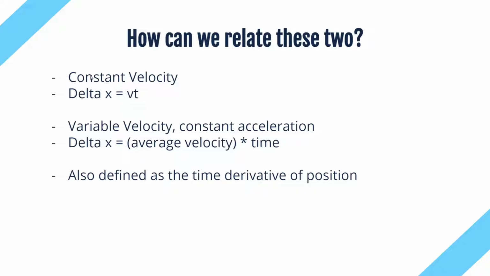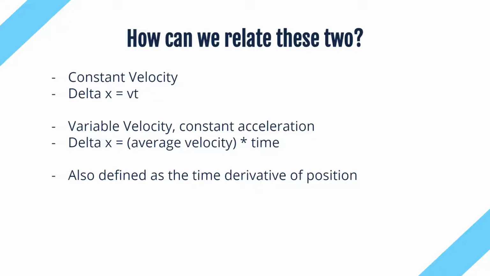delta indicates change, and x is the variable for position. So we can read this as the change in position is equal to the velocity times the time. Now in this case we're using constant velocity, so it's working out pretty easily. However, sometimes you don't always have constant velocity.